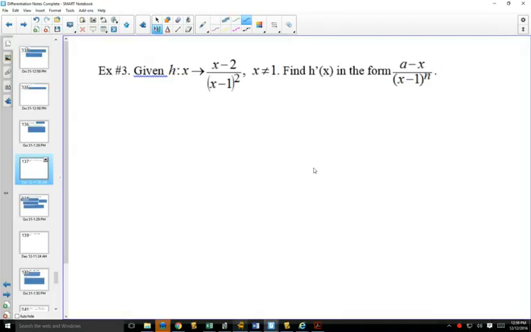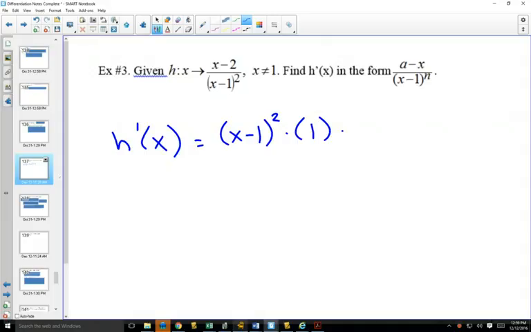But what you do is you start and say, well, if I wanted to find my derivative, could I do that? And what would that look like? Well, in this case, h of x is a quotient, so I would start with my quotient rule. How does my quotient rule look? I keep the bottom the same, multiply by the derivative of the top, and then I subtract, keep the top the same, multiply by the derivative of the bottom. The derivative of the bottom, bring the 2 out in front, subtract 1 from the exponent.